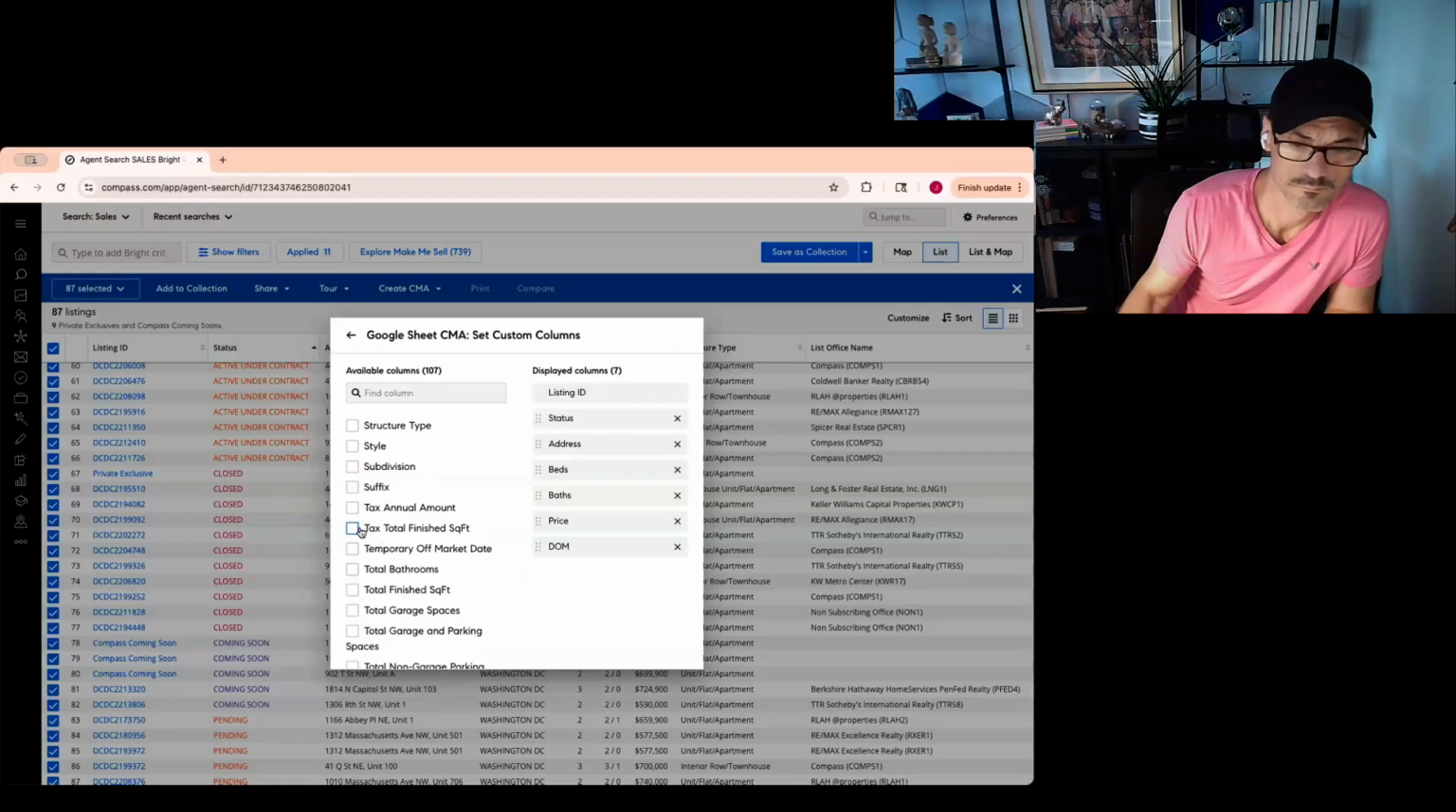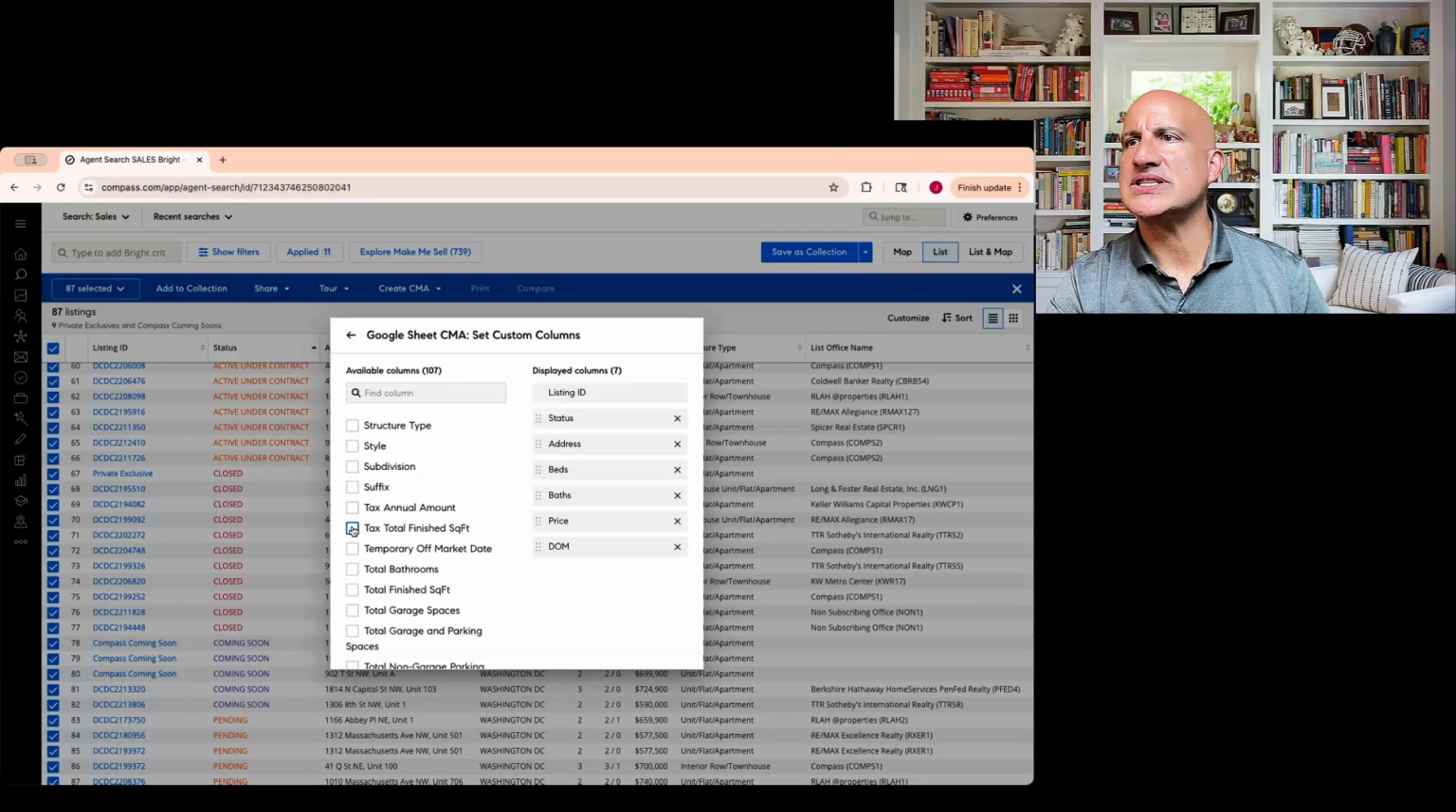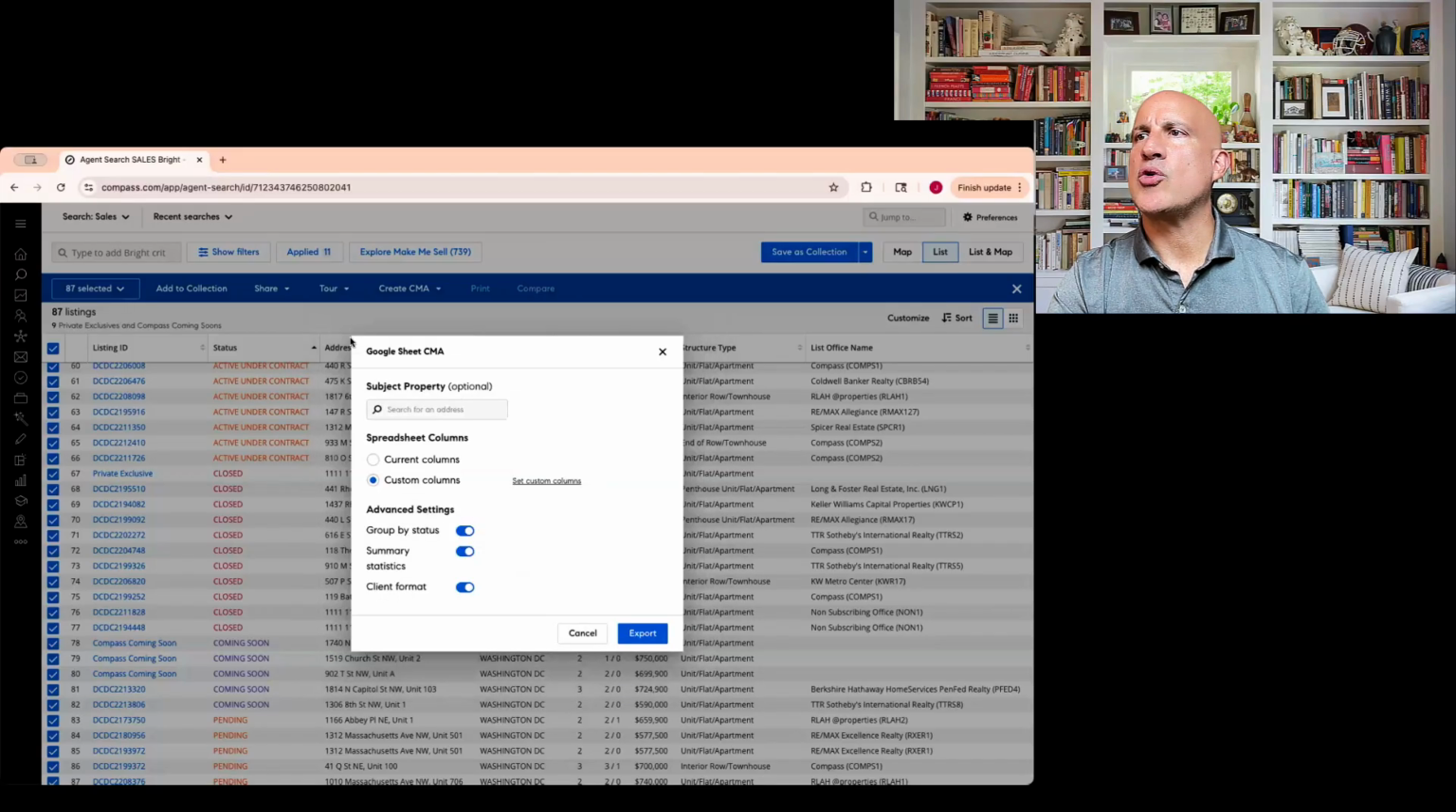For the purposes of this analysis, we've got different square footage categories. Maybe we'll go with total finished square footage. And then we go back. Everything grouped by status is helpful in this case. And client format.